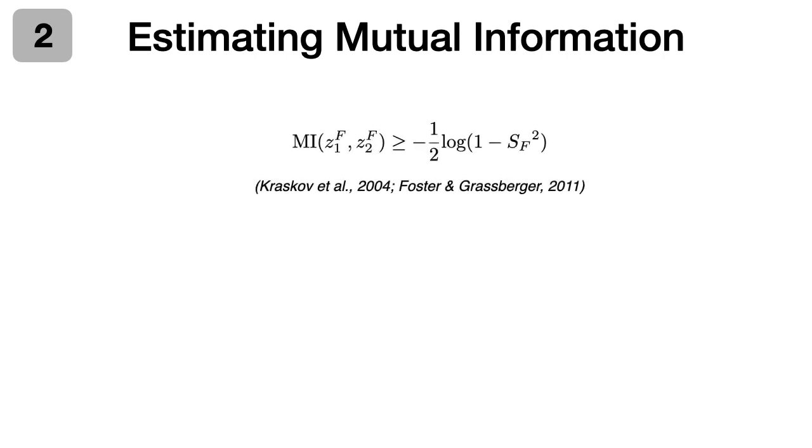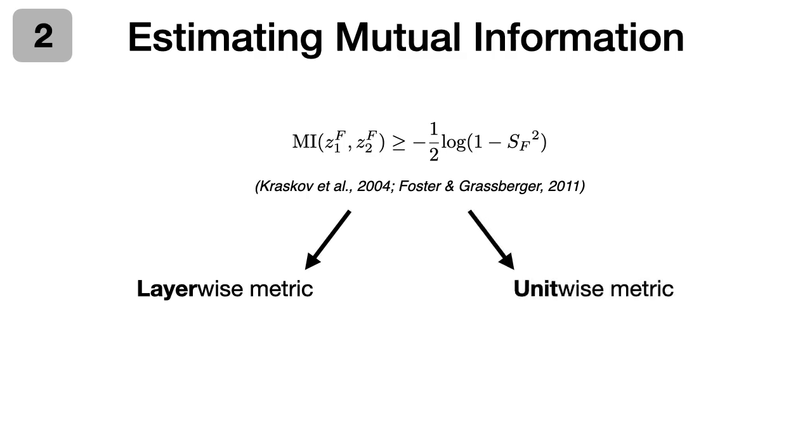Now we estimate the mutual information between pairs of videos. With the assumption that the joint distribution between the two representations is Gaussian, previous work has shown that the correlation coefficient can provide a lower bound of the true mutual information. We use this bound to motivate two metrics. First, we define a metric that allows us to quantify the static versus dynamic bias in a model on a layer-by-layer basis. Second, we define a complementary metric that allows us to quantify static versus dynamic versus jointly encoding units on a unit-wise basis. Full mathematical details are provided in our paper.